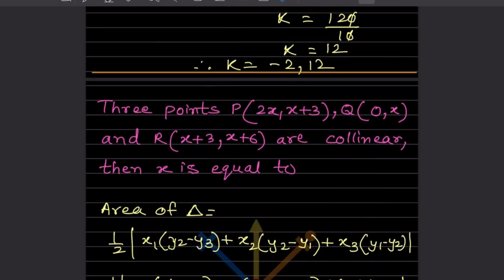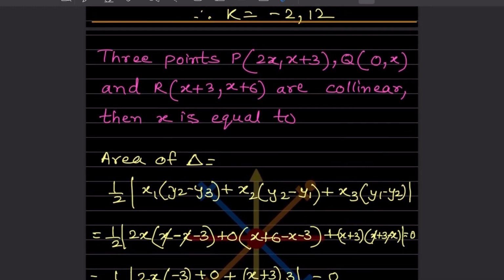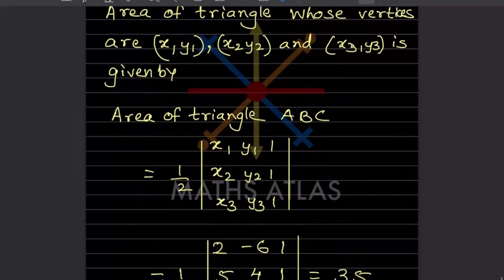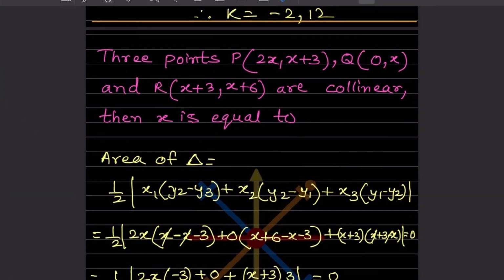Now it's given over here, 3 points are there, P, Q and R. They are collinear. So then we have to find the value of x. Again we'll go with the same formula. Because it is now collinear, this was just the area of the triangle. So now this is collinear, we have the formula for this one. So that will be half into x1, y2 minus y3, x2, y3 minus y1, x3, y1 minus y2.